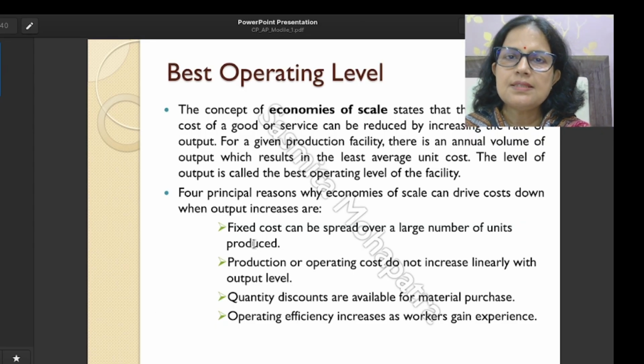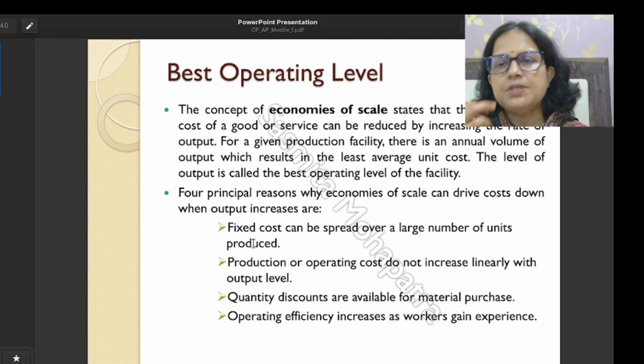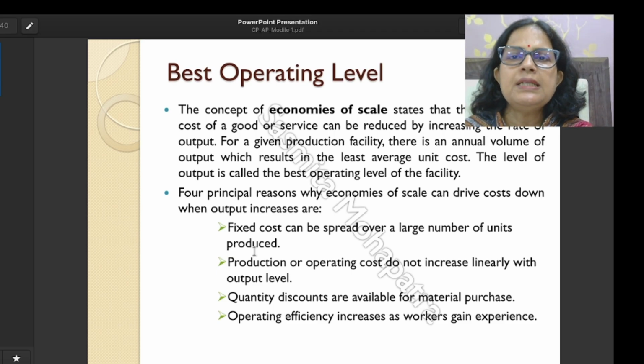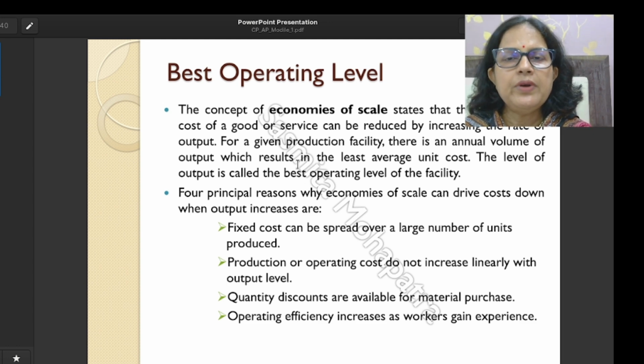So let us discuss the best operating level. The concept of economies of scale states that the average unit cost of goods and services can be reduced by increasing the rate of production or output. When we go for producing in a large amount, then we are able to achieve the economies of scale, meaning the unit cost of the product is decreased. But till what point? Till the best operating level.